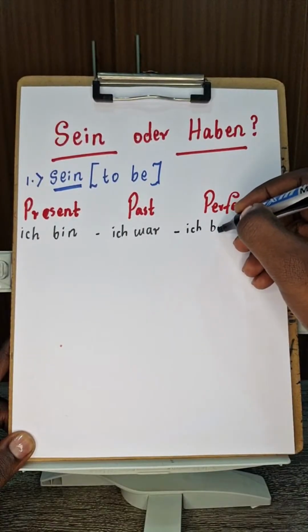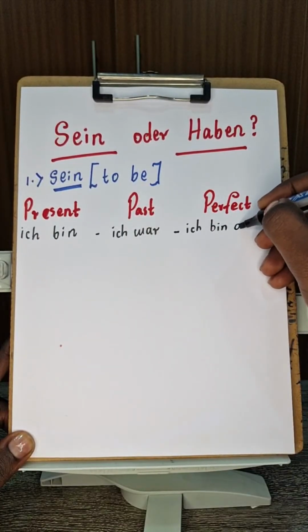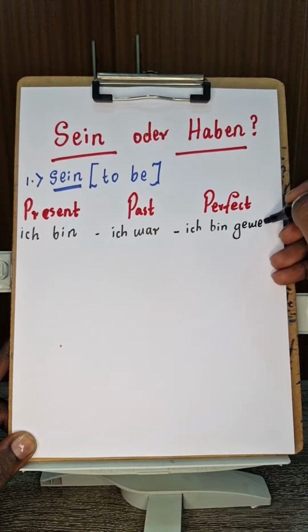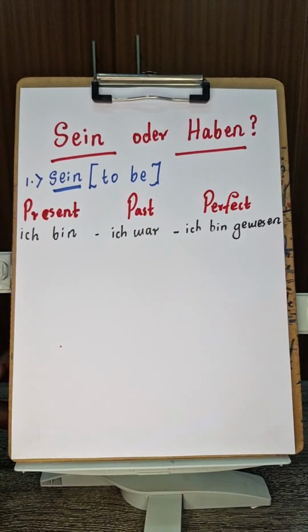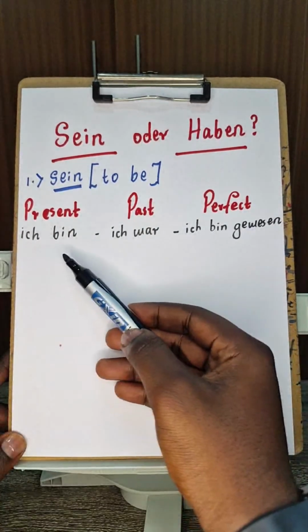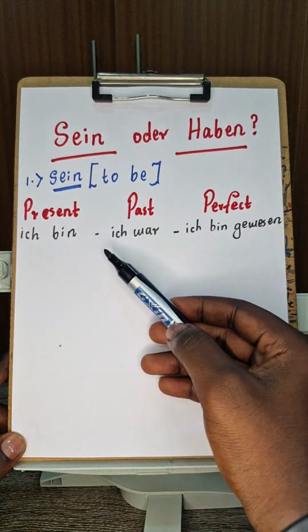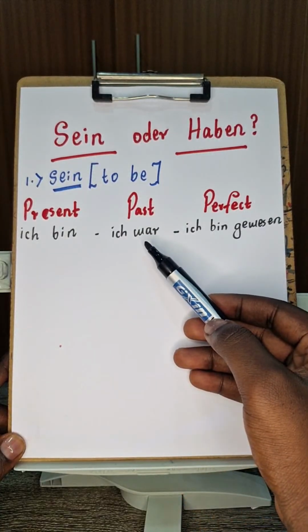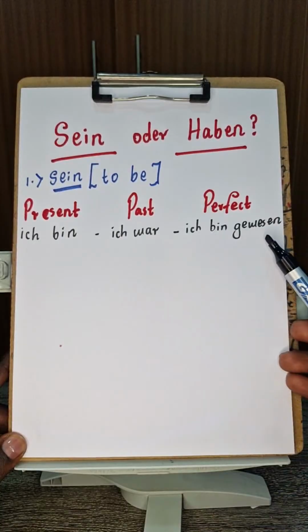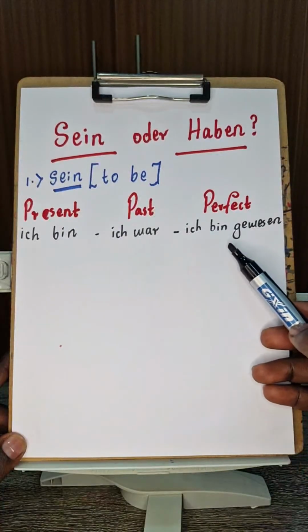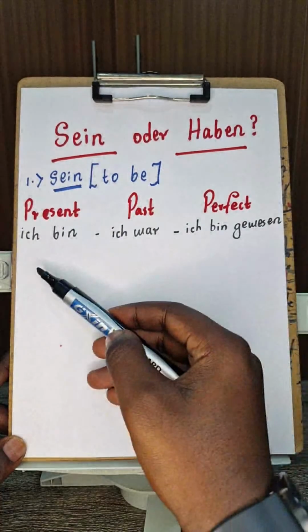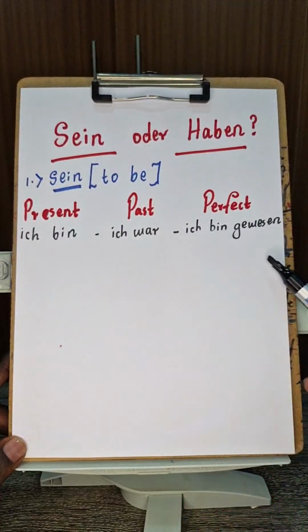Ich bin gewesen. So, ich bin, I am. Ich war, I was. And then ich bin gewesen, which means I have been. I am, I was, I have been.